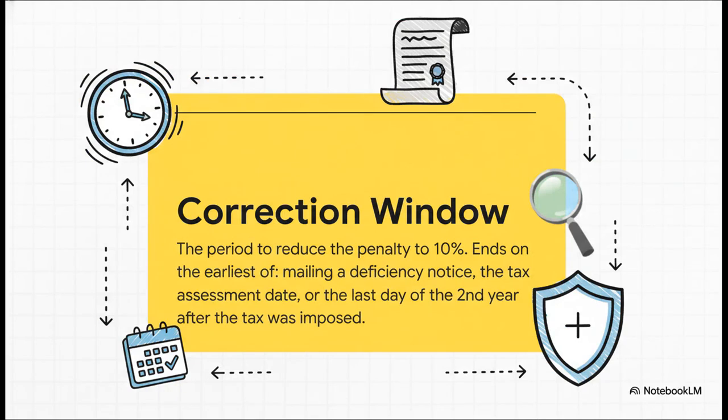So how do you lock in that lower 10% rate? You have to fix the mistake within what's called the correction window. This is all laid out in Internal Revenue Code Section 4974(e). For example, let's say someone misses a 2024 RMD. That window is usually open until the end of 2026, unless the IRS gets to you first by sending a notice or assessing the tax. The bottom line here is simple. You have to act fast.